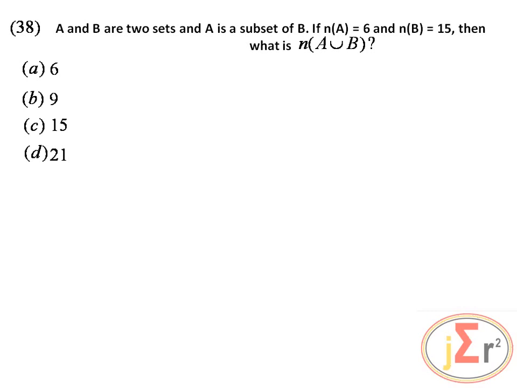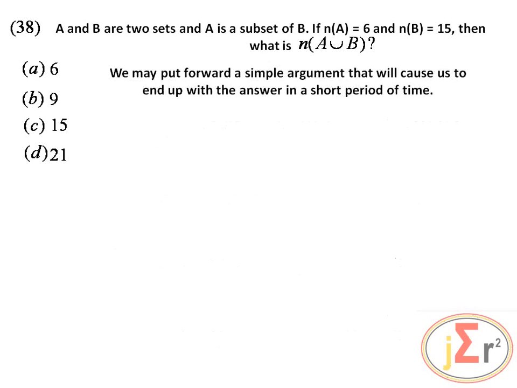Although we can see there that there's a little bit of a hidden trap, not necessarily secret, but jumping to conclusions is bad exercise. We see the 6, we see the 15. 6 plus 15 is 21, and we are caught in a net. So we need to do a little analysis. We may put forward a simple argument that will cause us to end up with the answer in a short period of time. So let us put our argument together.